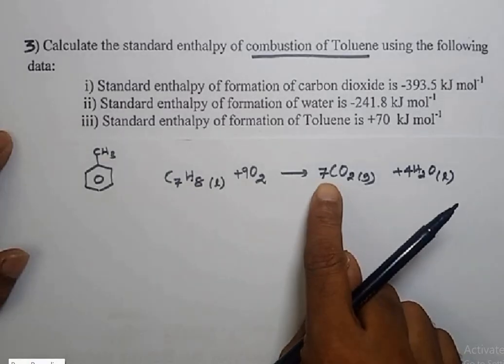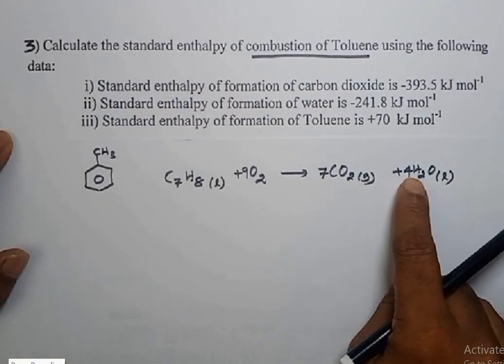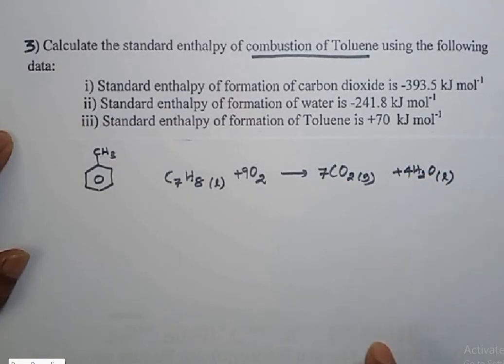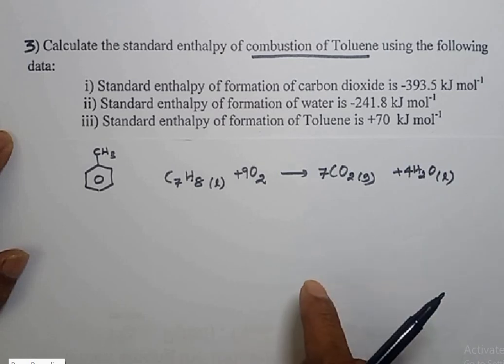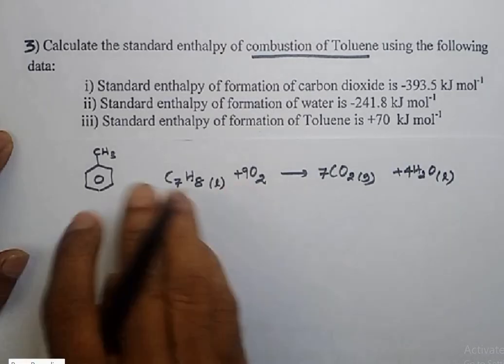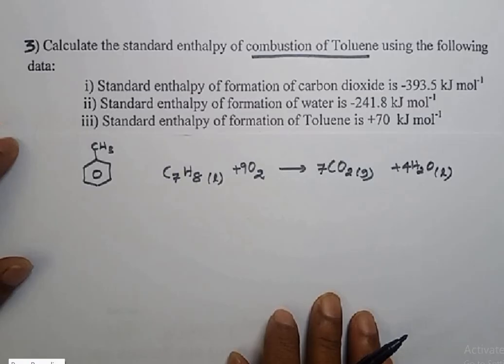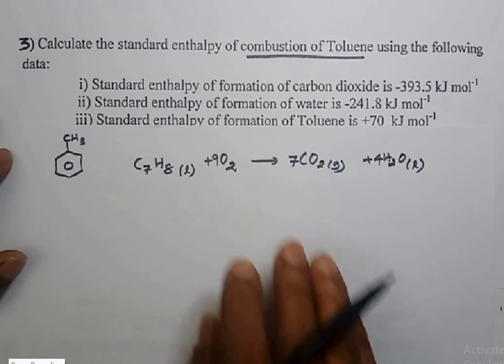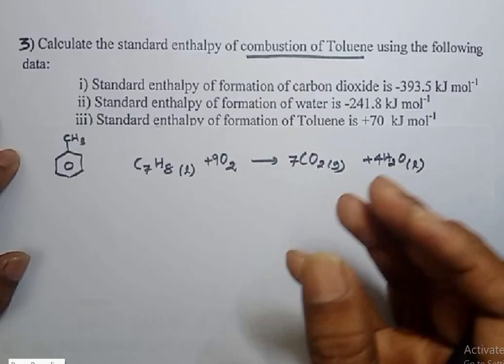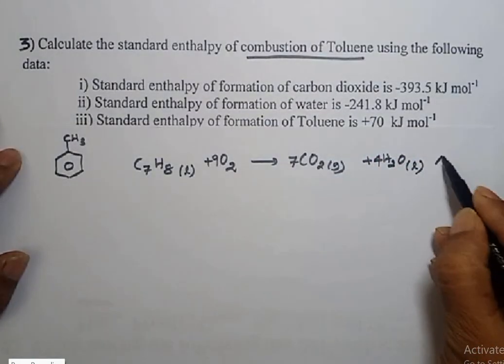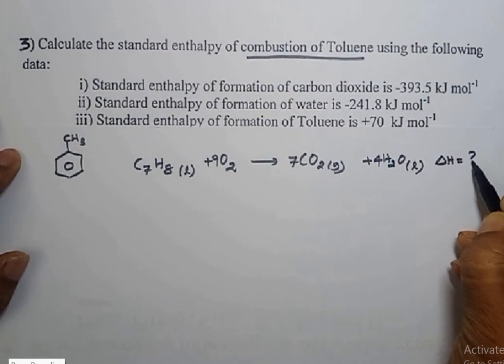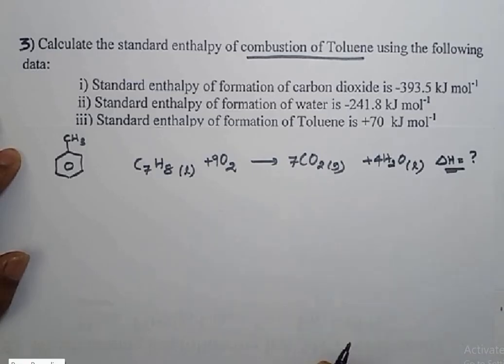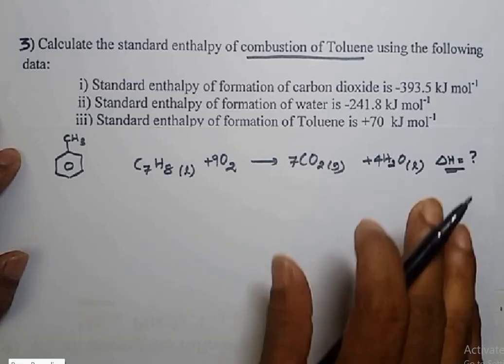Okay. See 7 into 2, 14. 14 plus 4 oxygen here. So 14 plus 4 is 18. So 18 oxygen atoms, so I put 9. Therefore, it gets balanced. Now, this is actually called the combustion reaction. The enthalpy released or absorbed, or heat released or absorbed in this reaction, is nothing but the enthalpy of combustion of toluene. How to get this?